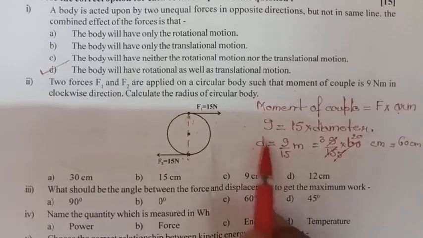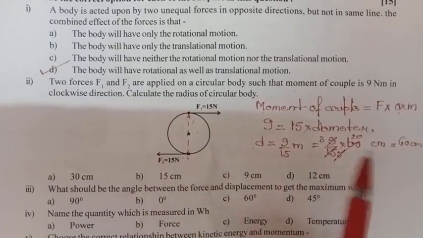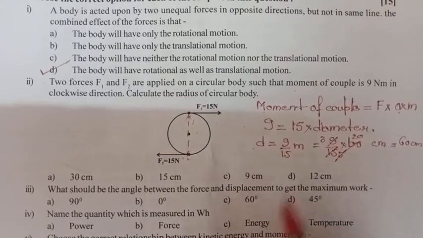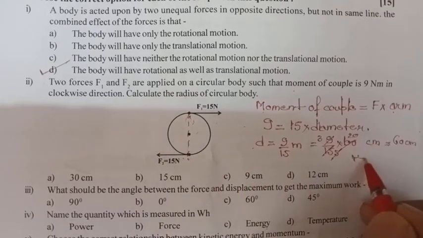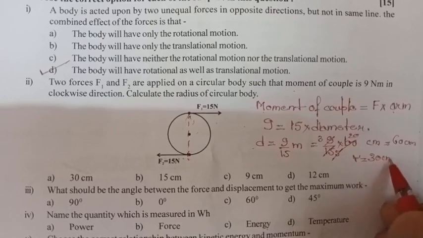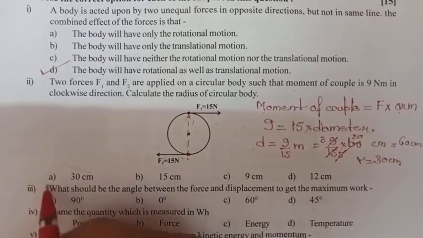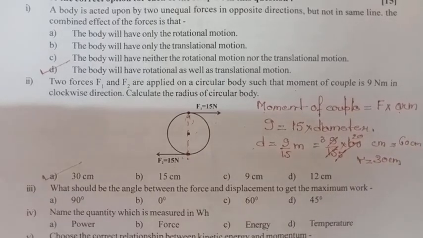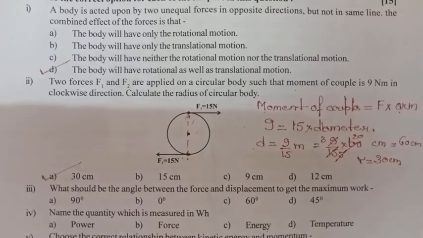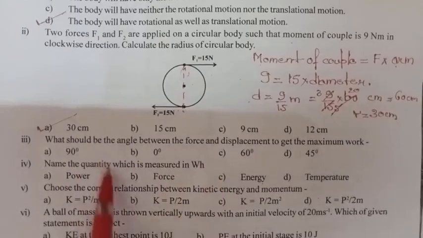Now according to the question, we need the radius. So radius will be half of the diameter. So you can say that radius will be 30 centimeter. So here our option will be A, 30 centimeter. Now moving on to the next one.